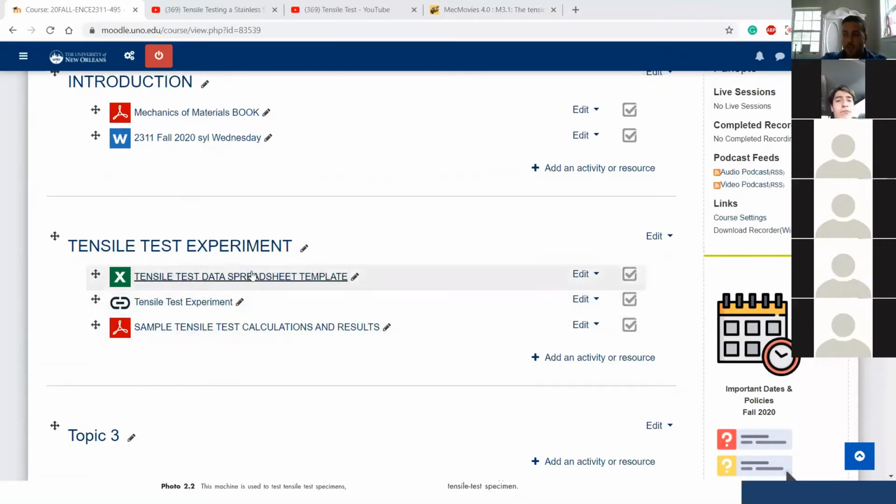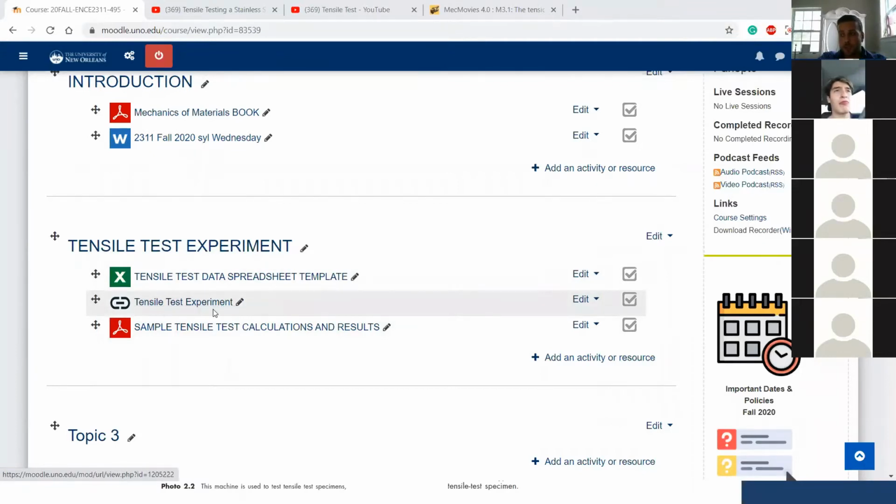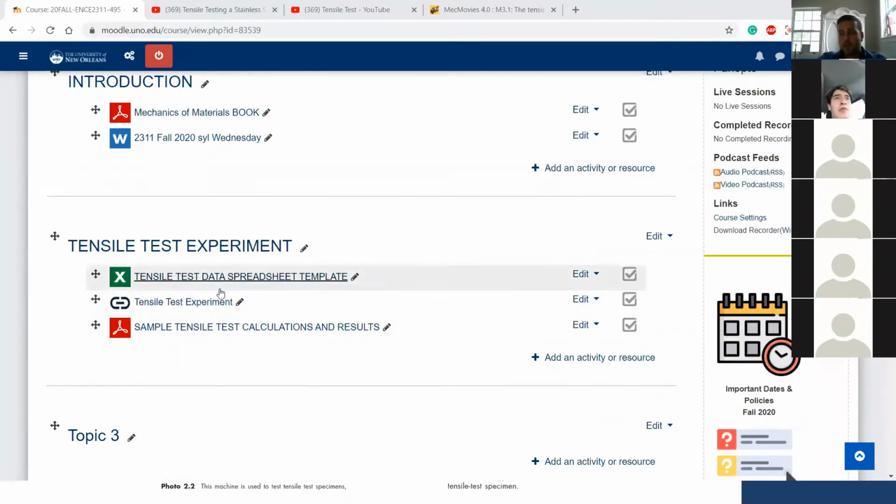What we're going to do with the experiments, once you guys learn how to develop a spreadsheet and how to put a report together, you're going to be waiting for the data. Once I run the experiment, I will provide the data for both specimens, steel and aluminum. I will add a couple more files and a couple more links on this section, Tensile test experiment, so you can check it out later today.